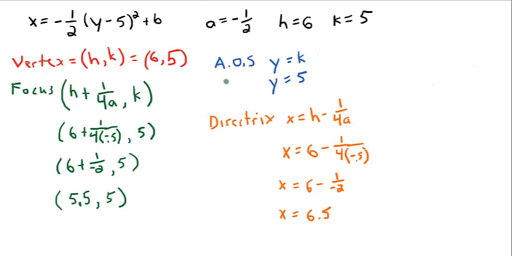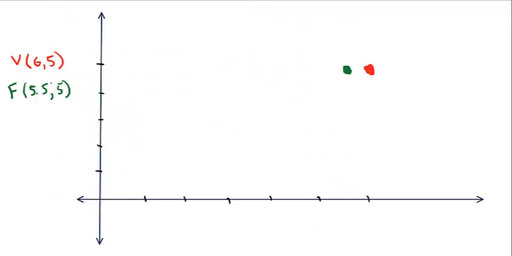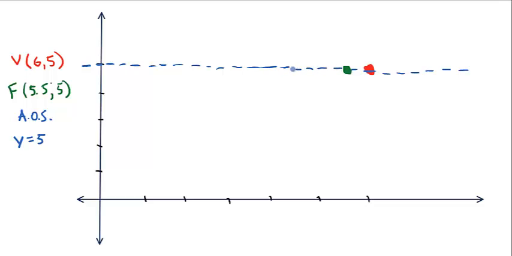Let's go back again. Axis of symmetry is y equals 5. So back to my graph. AOS, axis of symmetry, is going to be y equals 5. And then I could plot this, and it's going to be a horizontal line going through all this. And actually I should start from here because it goes through y equals 5. So there's that line.